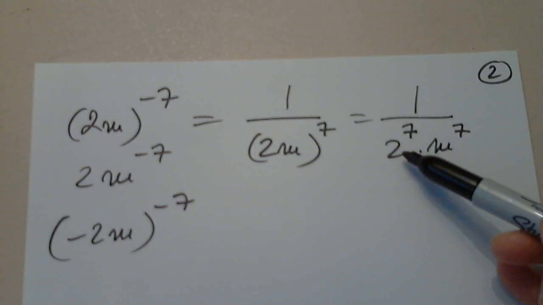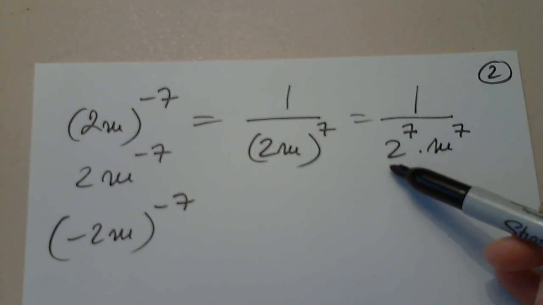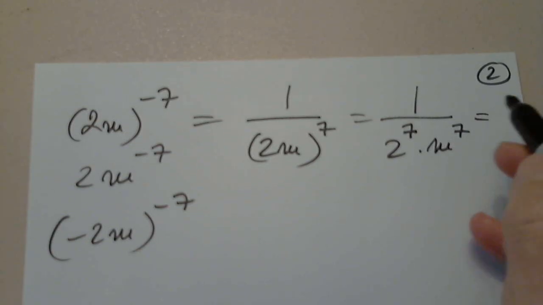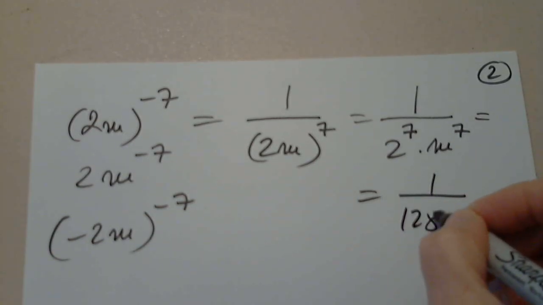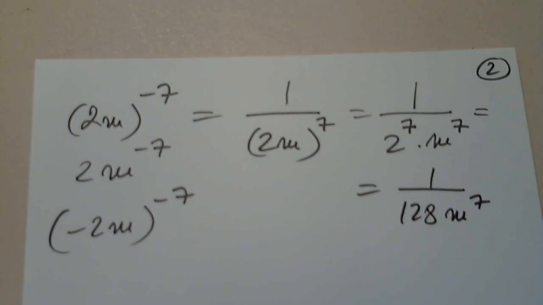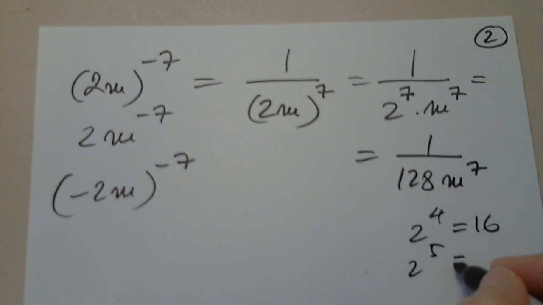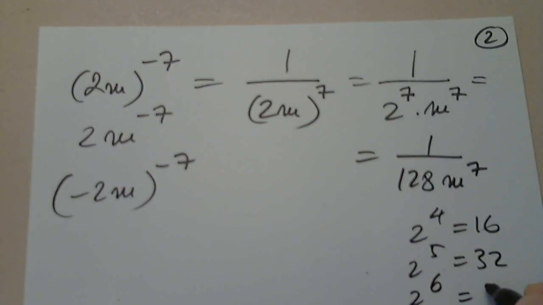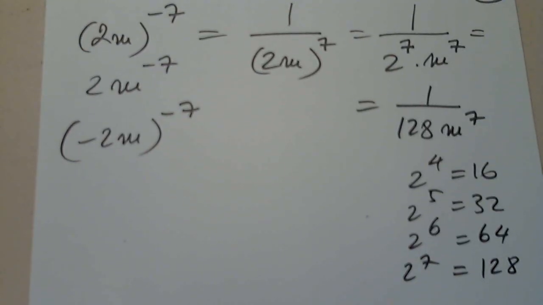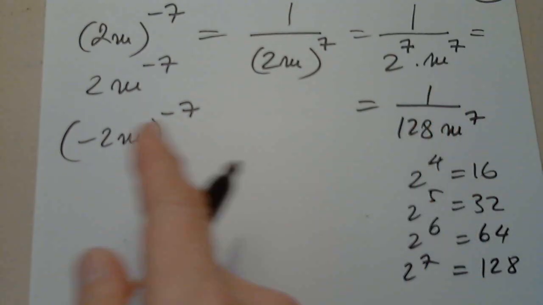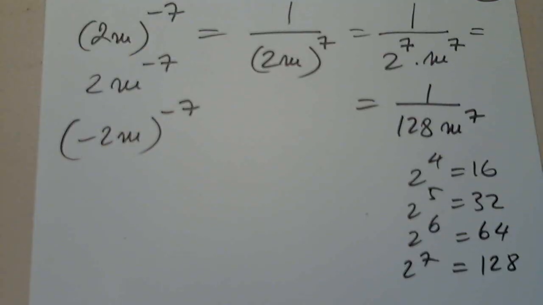And 2 to the 6th is 64, so 128, I think. Correct me if I'm wrong. So 2 to the 4th is 16, 2 to the 5th is 32, 2 to the 6th is 64, and 2 to the 7th is 128. That was the first one. Not in the same order, but the first one I have here.